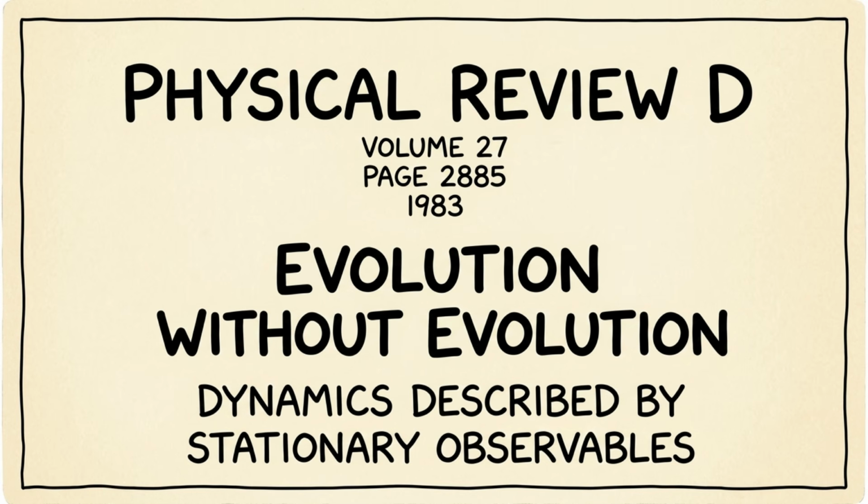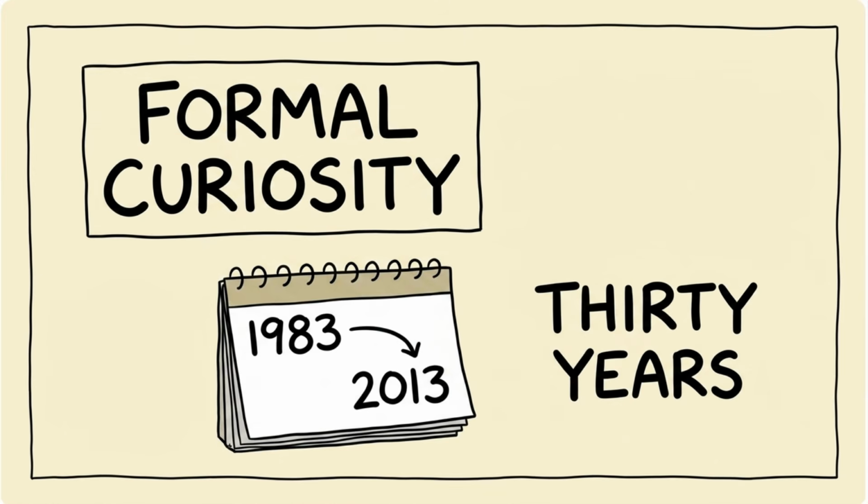They published it in Physical Review D, Volume 27, page 2885, in 1983, under the title Evolution Without Evolution, Dynamics Described by Stationary Observables. For 30 years it was treated as a formal curiosity.